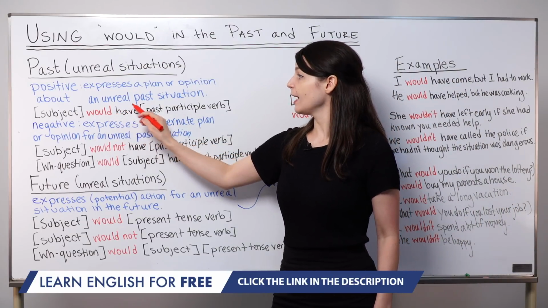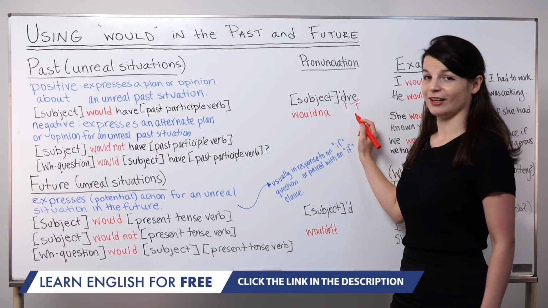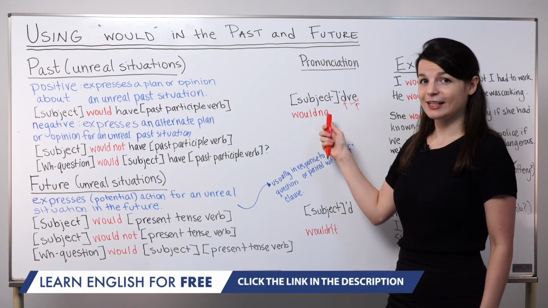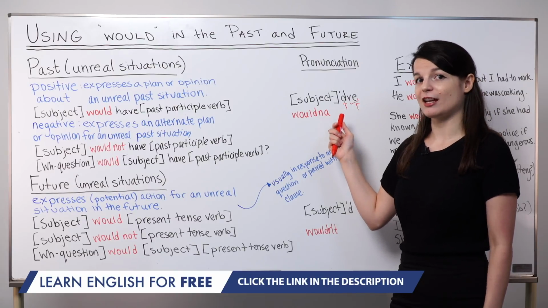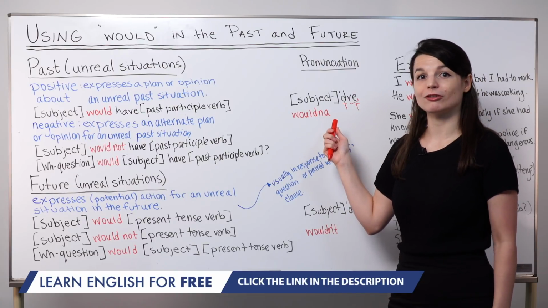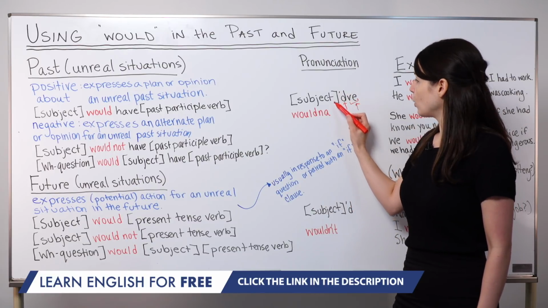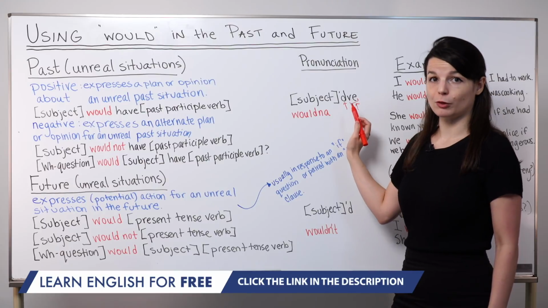So would have becomes 'dv' in very fast speech. I'd've, he'd've, she'd've, they'd've, we'd've, you'd've, for example, 'dv', 'dv'. So this is one big point to listen for.